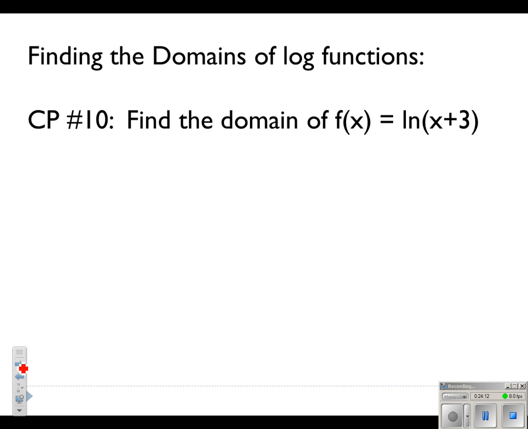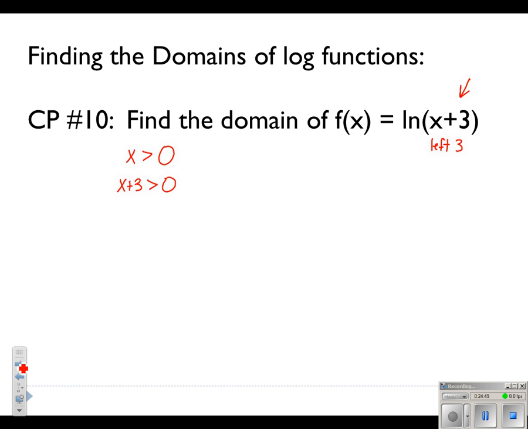Finding the domains of the log function. Now, finding the domain here, if I have an amount added to my x in my function value, again, that's going to be that left-right shift. So the +3 is a left 3 shift. If we have x being x plus 3, remember how our x values had to be positive? So that means x plus 3 has to be positive.